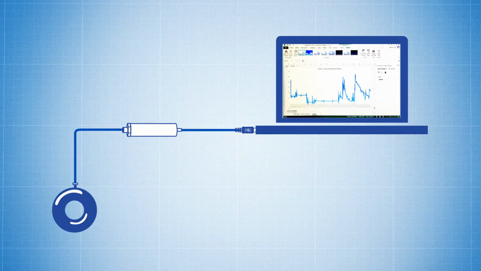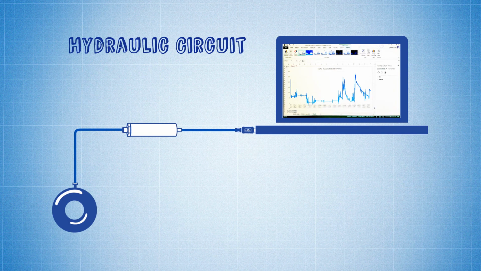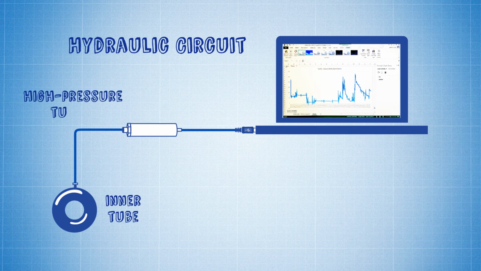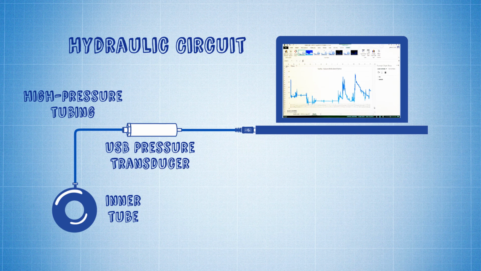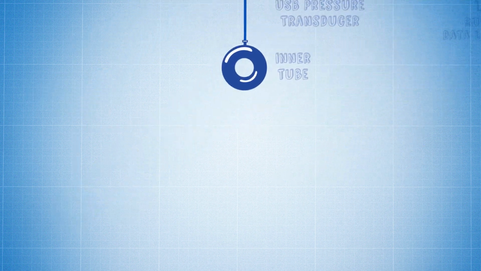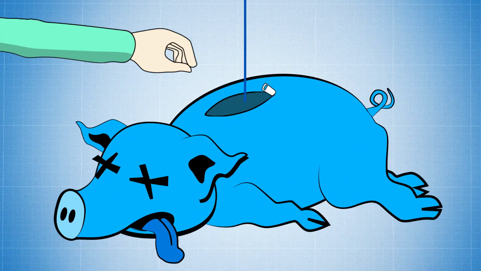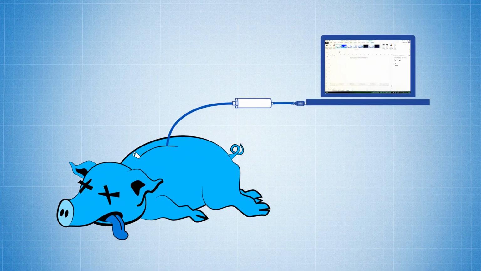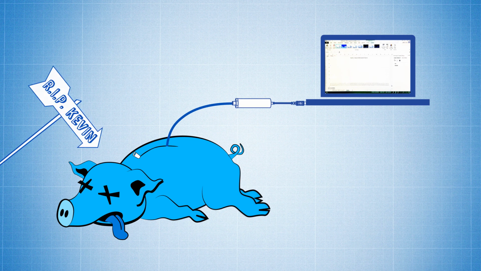Okay, first, they created a hydraulic circuit out of a small inner tube filled with hydraulic fluid, connected by high-pressure tubing to an Omega USB pressure transducer, hooked up to a laptop running Omega data logging software. The inner tube was surgically inserted just under the skin of a test subject. In this case, a cadaver pig we'll call Kevin.